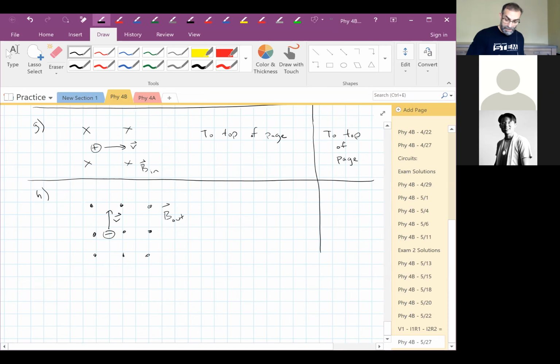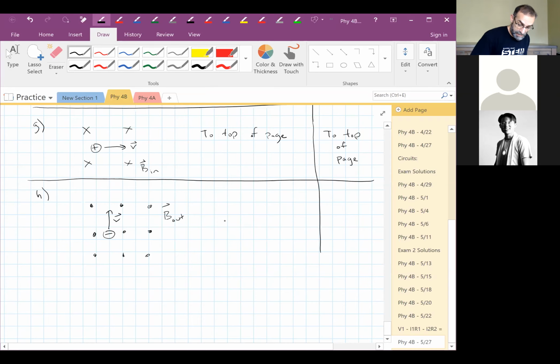Okay, so B is coming out of the page. V is going towards the top of the page. So my thumb points to the right. V cross B is to the right. This is a negative, so it's going to flip it 180 degrees. The force will be to the left.